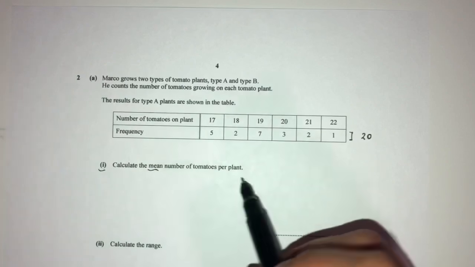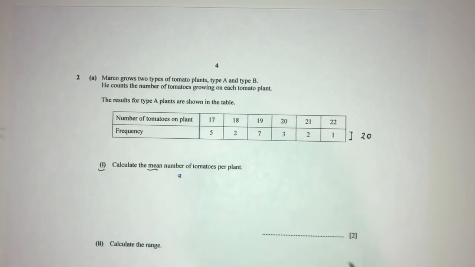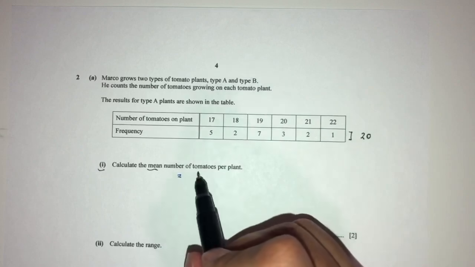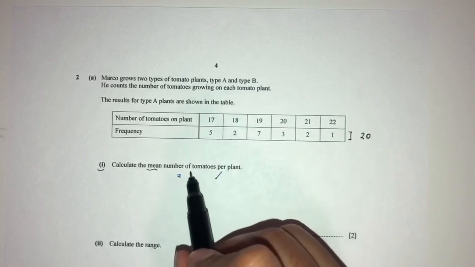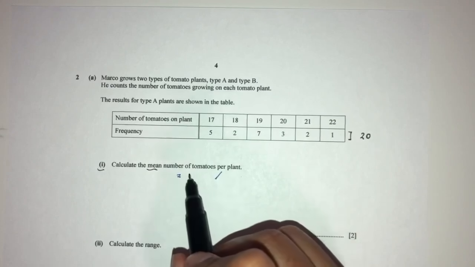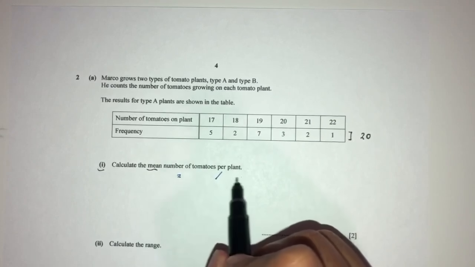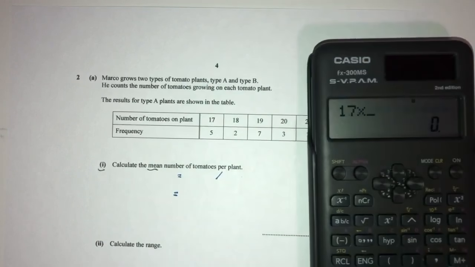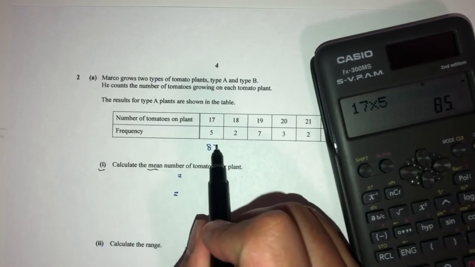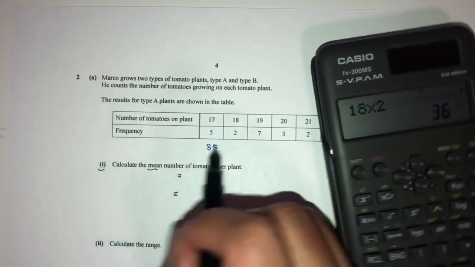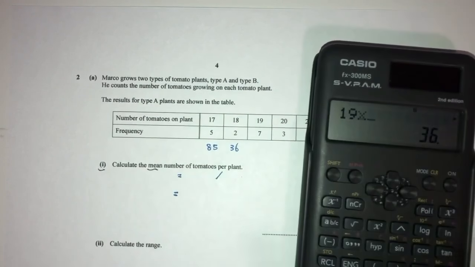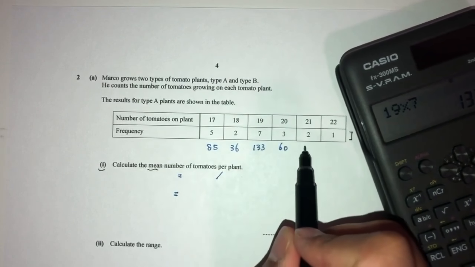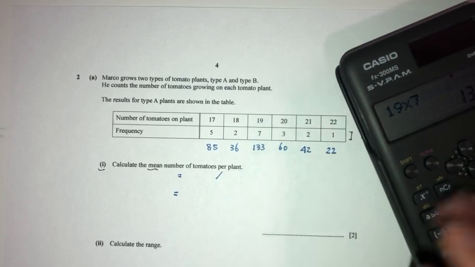How do you find mean? We have to find out the total number of tomatoes and then divide by the number of tomato plants. So tomatoes per plant: total number of tomatoes on top, total number of plants at the bottom. So one by one. 17 times 5, that'll give me 85. 18 times 2, 36. 19 times 7, that will be 133. That will be 60. That will be 42. That will be 22, right?